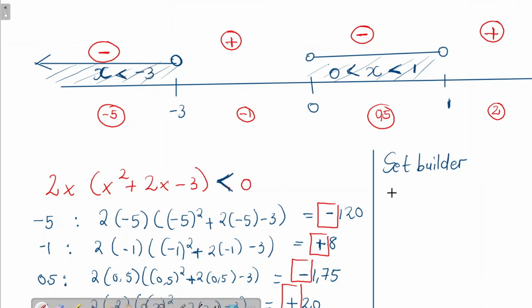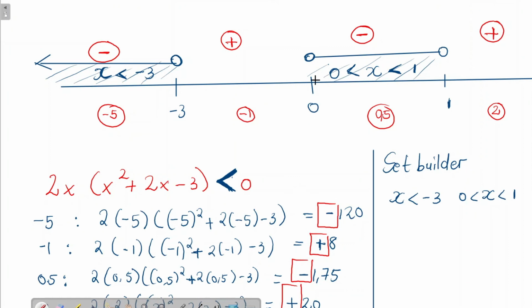So your answer in set builder notation is when x is less than -3, and x is between 0 and 1. Please note that we haven't included the endpoints; this is an open circle, because we just want to find out where it is less than 0. Because if you were to include this, what happens at 0?